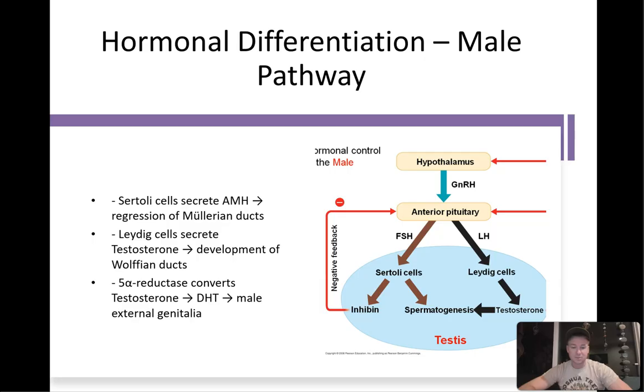Some of the testosterone is converted by the enzyme 5-alpha reductase into dihydrotestosterone, DHT. DHT is a more potent androgen that drives the formation of the male external genitalia, the penis, the scrotum, and prostate. Therefore, male development depends on a precise balance of AMH, testosterone, and DHT. A defect in any of these signals can interrupt normal differentiation.